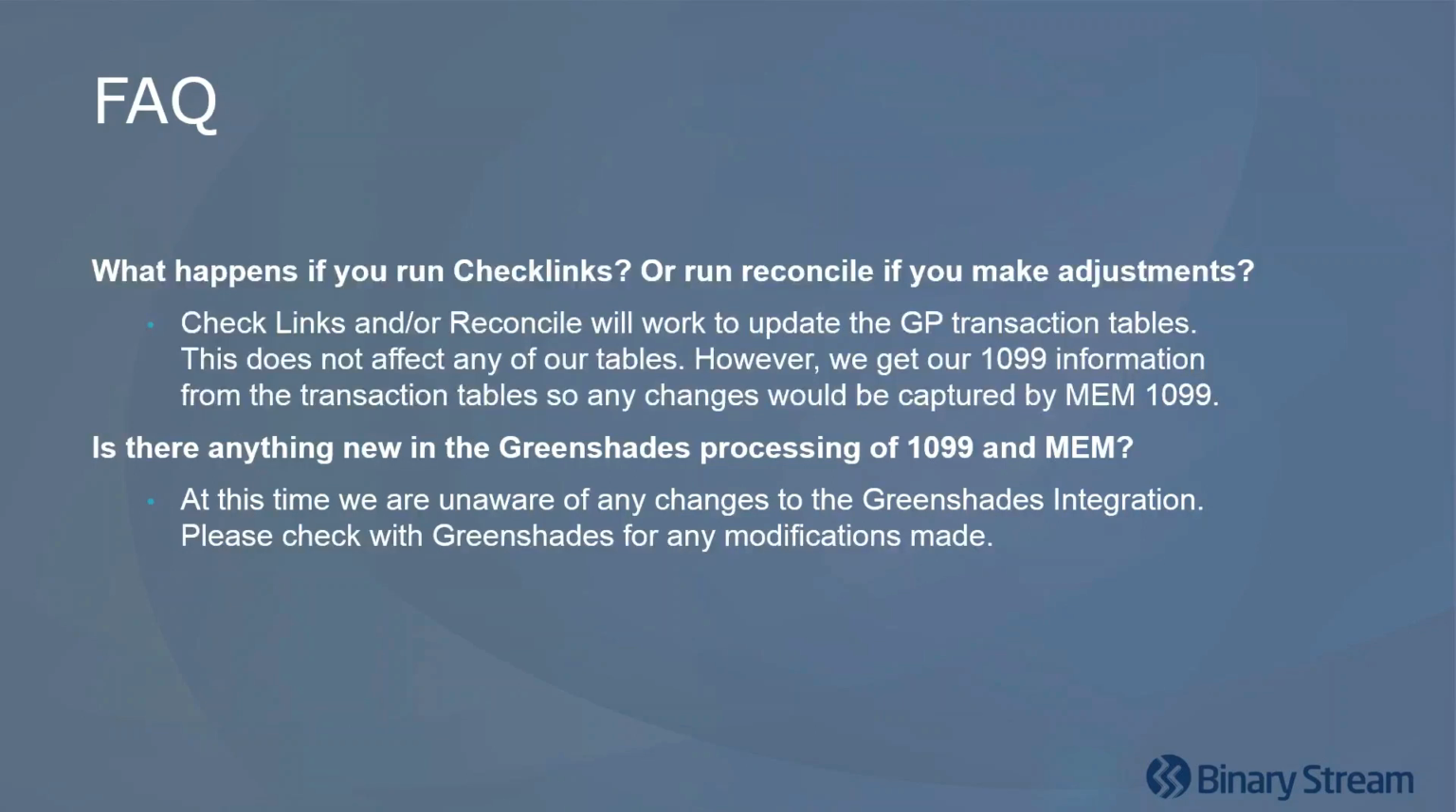So I get asked if there's anything new in Greenshades, because they do work with us to print 1099s and W-2s. Just so you know, we're unaware of any changes. There weren't a lot of changes on our side for 1099s this year. Usually we have something we have to do for the year-end update, but we didn't have to this year, which was really cool. Greenshades will let us know if there are any changes on their side. So if you are using that, you shouldn't have any differences or things that you need to deal with there.